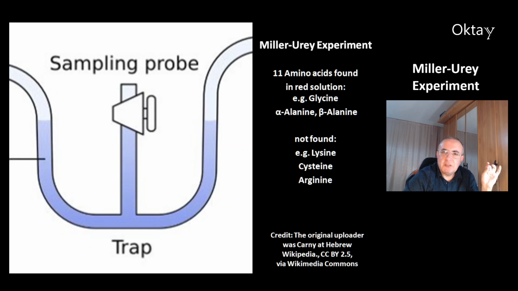This is a result of the Miller-Urey experiment. 11 amino acids were found in this red solution, for example, glycine, alpha-alanine, beta-alanine. But some amino acids were not found, for example, lysine, cysteine, and arginine.